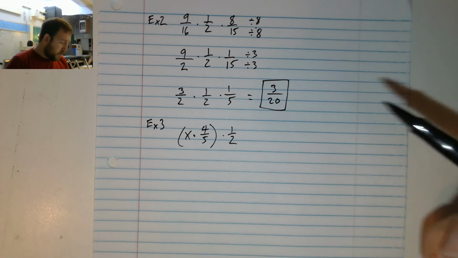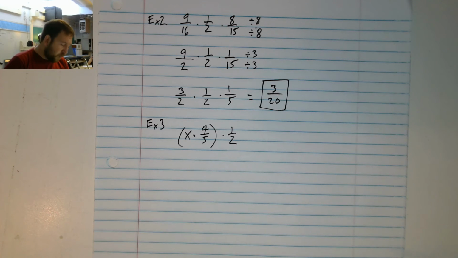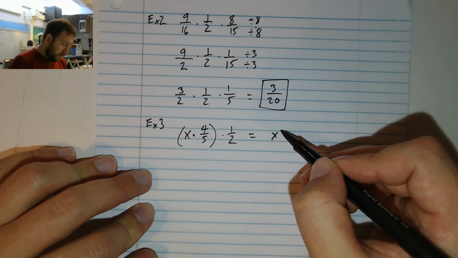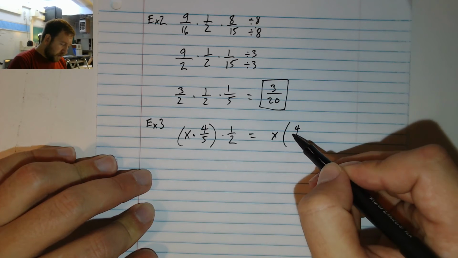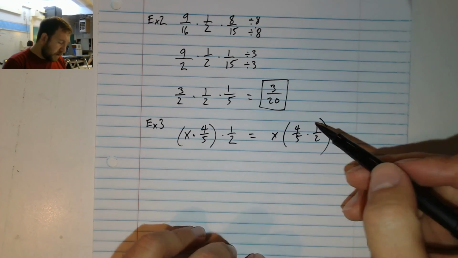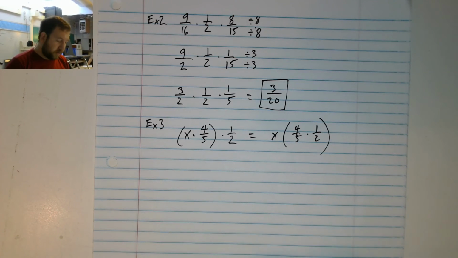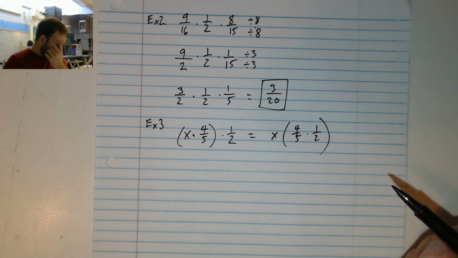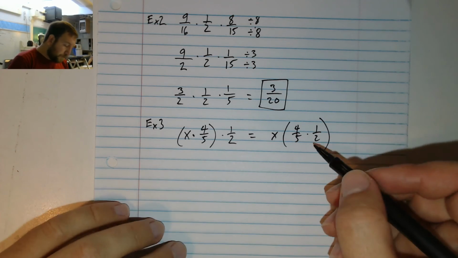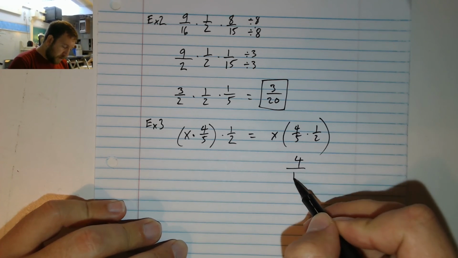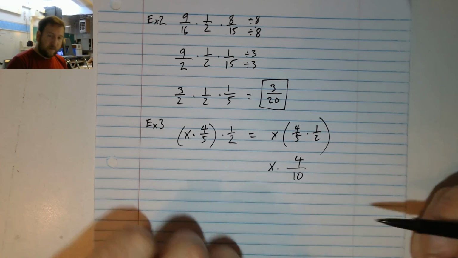Well, no, because we can use our associative and commutative properties to just change around the order that we want. So I'm just going to move these parentheses to the other side. I can write it like this. x times quantity 4/5 times 1/2. Oh, well, now I can simplify it, because I can get rid of these numerical terms and still leave my variable outside. Okay, so let's do 4/5 times 1/2. That's pretty easy. 4 times 1 is 4. 5 times 2 is 10. I have x times 4/10.